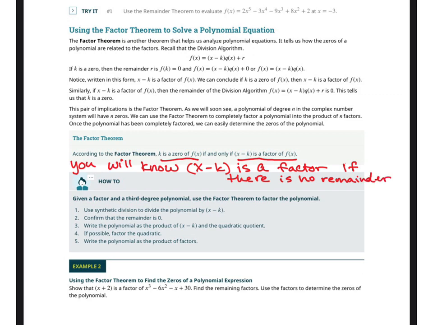I always, when I get my last number, if it's a 0, I make it a smiley face. I think you've seen me do that several times. The reason I do that is because now I know, oh, that was a factor. This is on the x-axis. This is a 0. You will know x minus k is a factor if there is no remainder. Okay. Any questions on that?